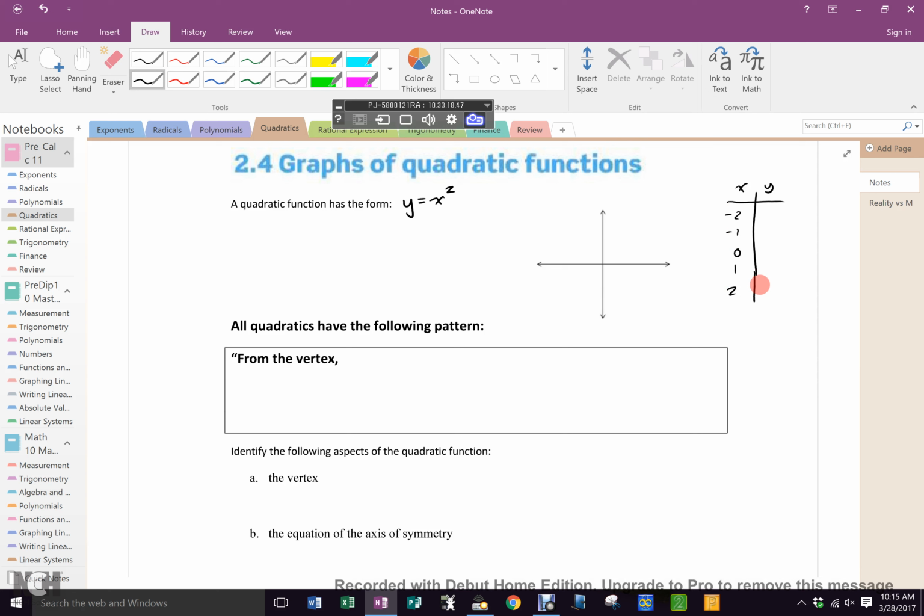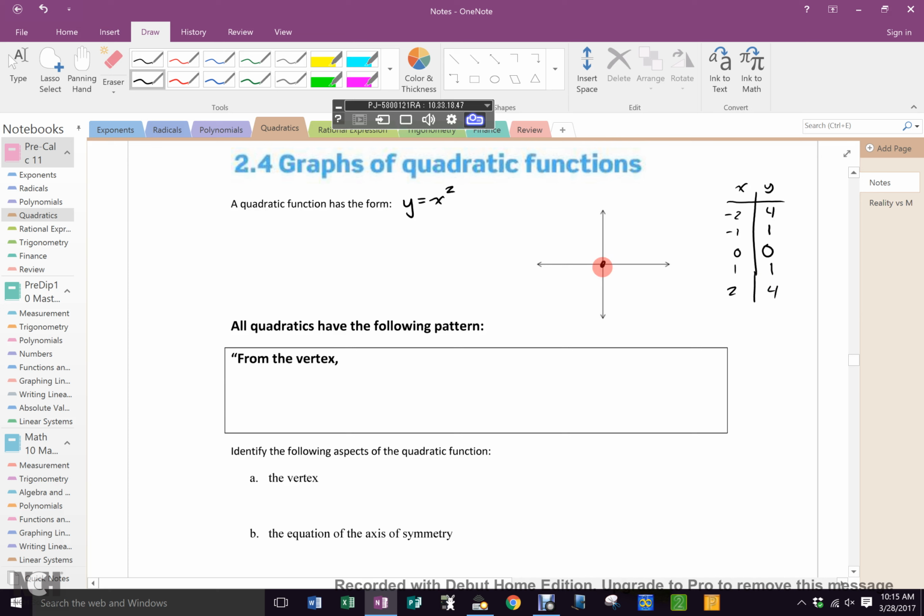All right. So when X is -2, what's Y? Somebody said it. It's not a trick question. 4. When X is -1, what's Y? 1. When X is 0, what's Y? Not. When X is 1, what's Y? 1. And when X is 2, what's Y? 4. So let's graph it.